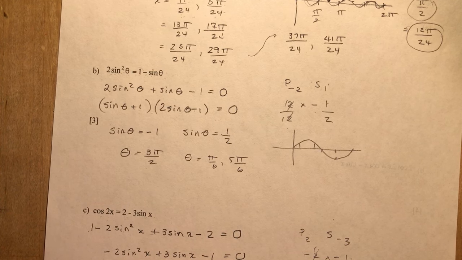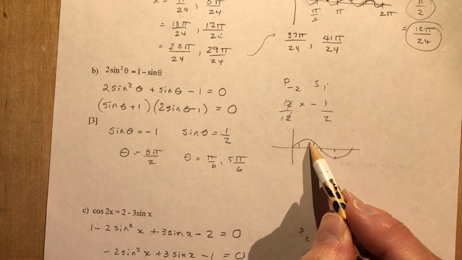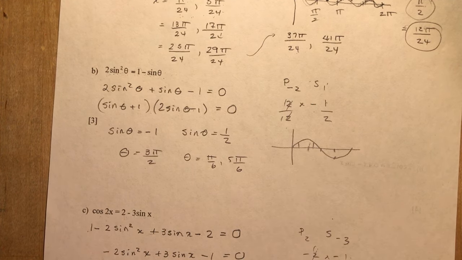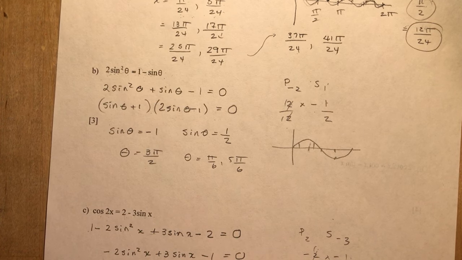Except this time we want to find out where sine x is equal to 1. Sine x is equal to 1 at pi over 2. And where is sine x equal to a half? And again, that's x equal to pi over 6, 5 pi over 6.